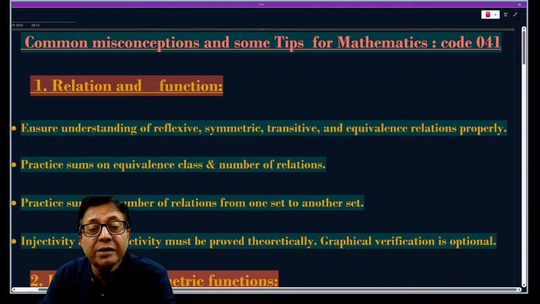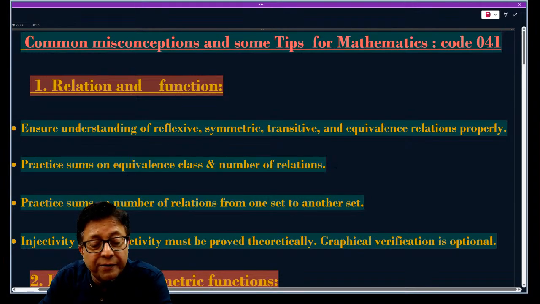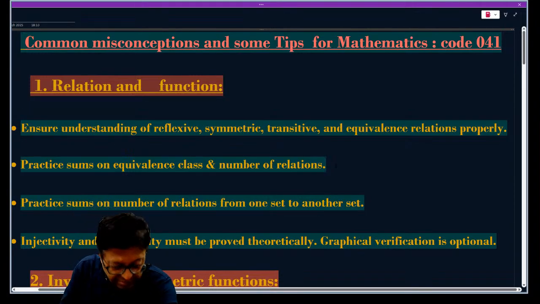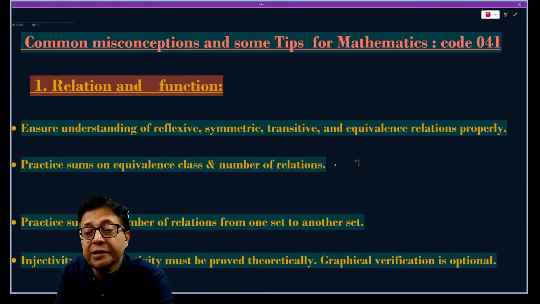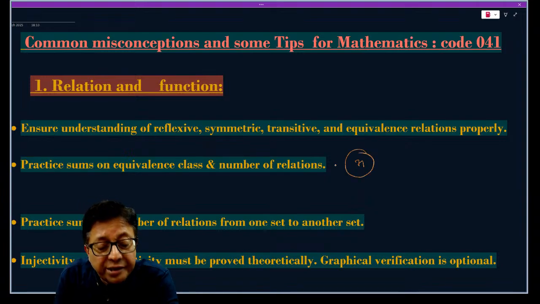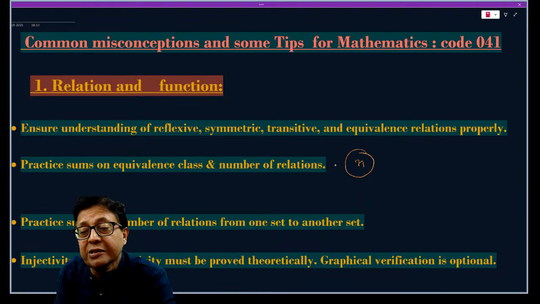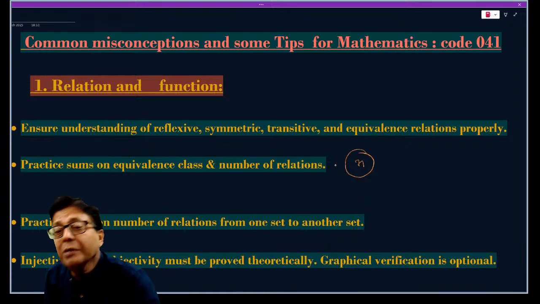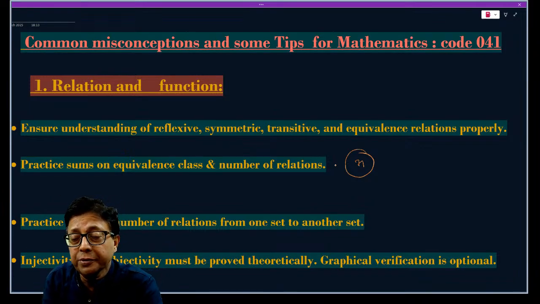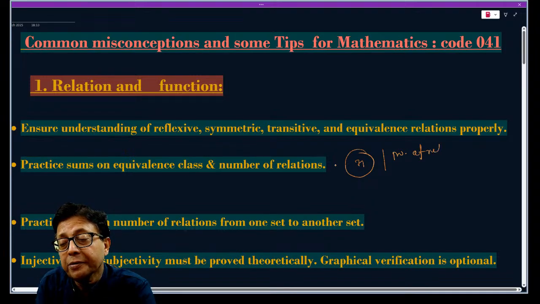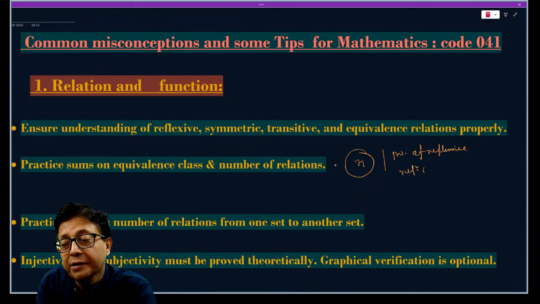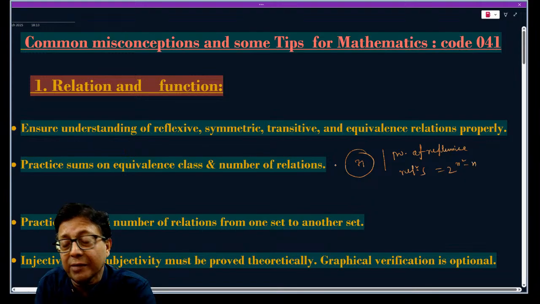And another one, the number of relations defined on a set. If a set contains n elements, then how many reflexive relations are there, you must have practiced. For the sake of MCQ, at least, they will not tell you to prove. You just remember this as a formula: number of reflexive relations is equal to 2 to the power n square minus n.